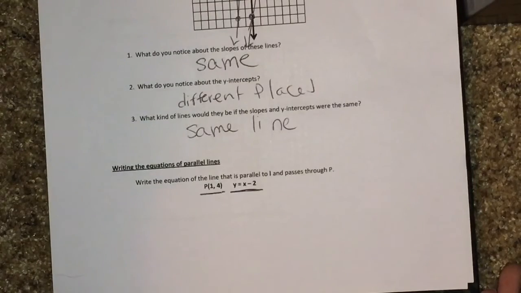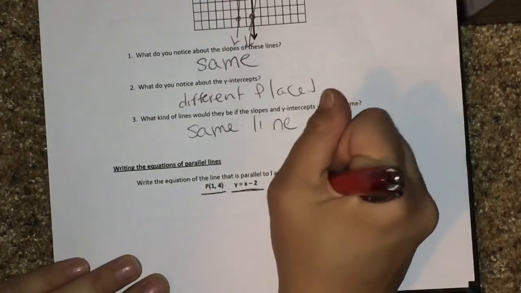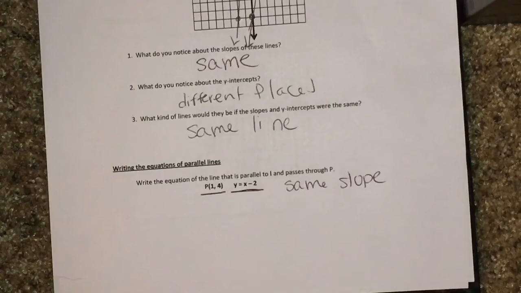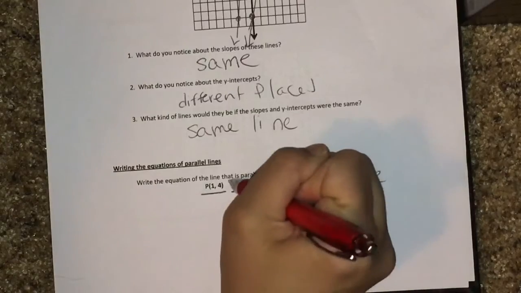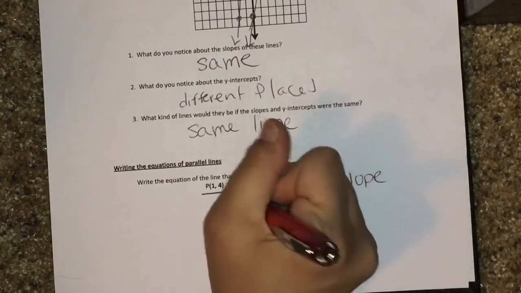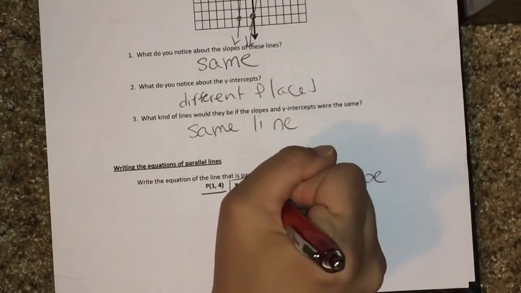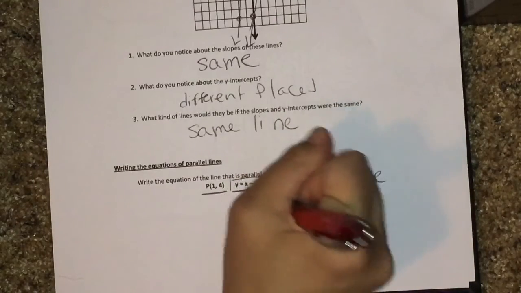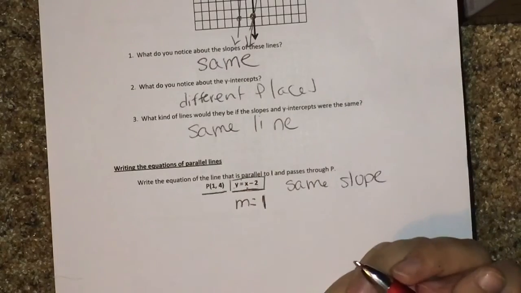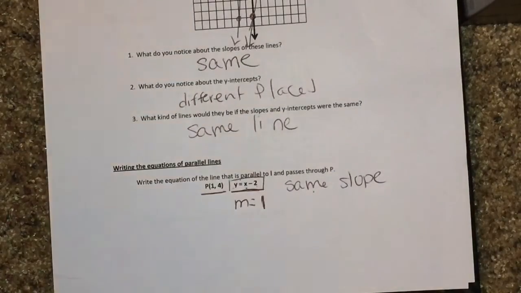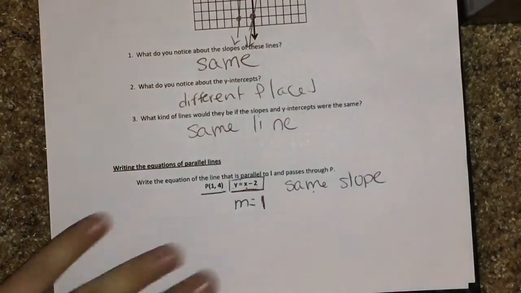Well, what do we now know about parallel lines is that they have the same slope. So if we're looking at this line as our original, what is the slope of this line? y equals x minus 2. Remember, the slope is the number in front of the x, and in this case, our slope is just 1, or 1 over 1. And we know that our new parallel line has to have the same slope as that first line.